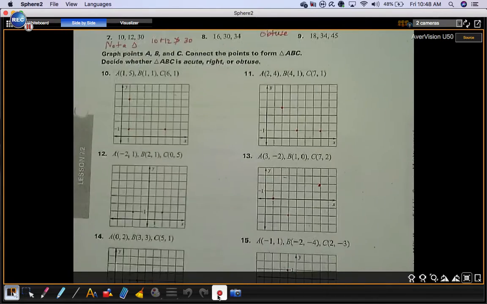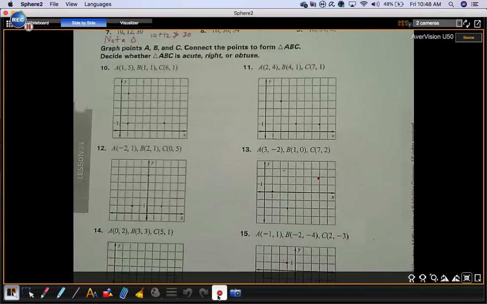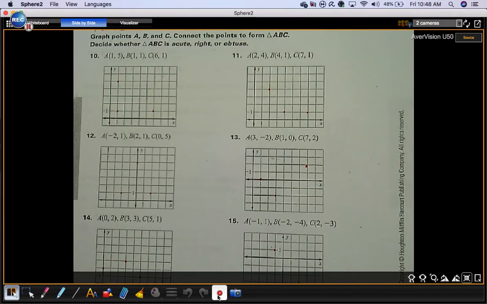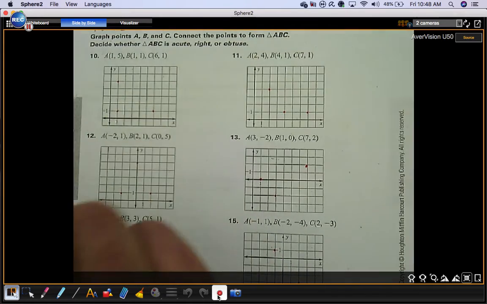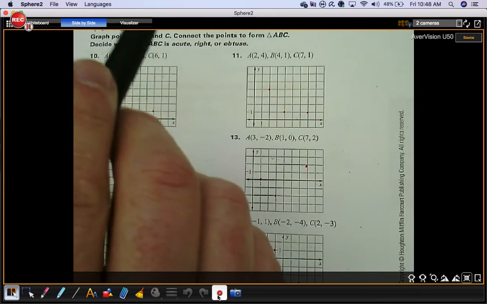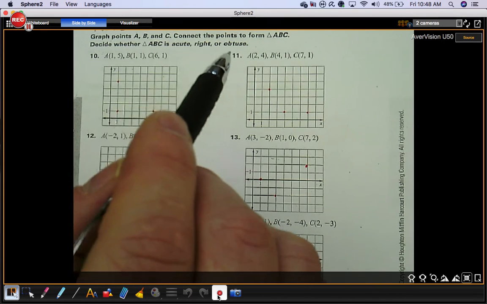This is section 7.2, practice A. We're going to look at numbers 10 through 15. We're going to graph points A, B, and C, connect them to form triangle ABC. Decide whether triangle ABC is acute, right, or obtuse.